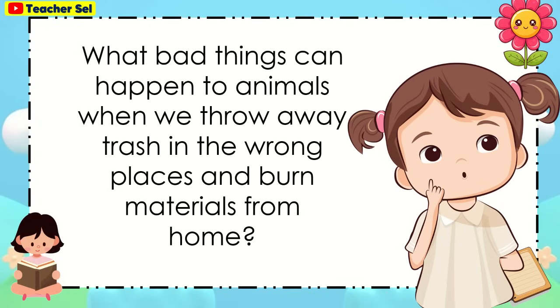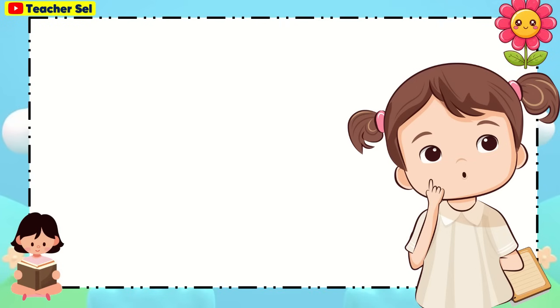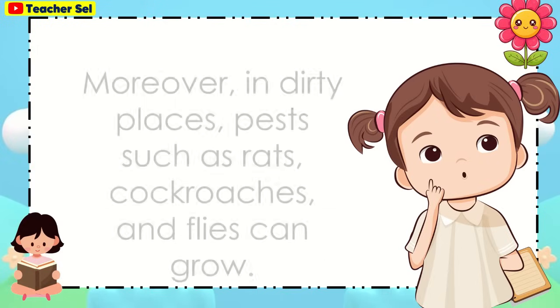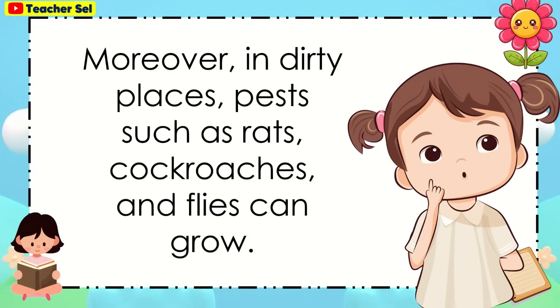What bad things can happen to animals when we throw away trash in the wrong places and burn materials from home? Animals are affected too. Animals can get sick when they drink dirty water from rivers and ponds, get injured when they step on broken pieces of trash, and have difficulty breathing when the air is filled with smoke. Moreover, in dirty places, pests such as rats, cockroaches, and flies can grow.